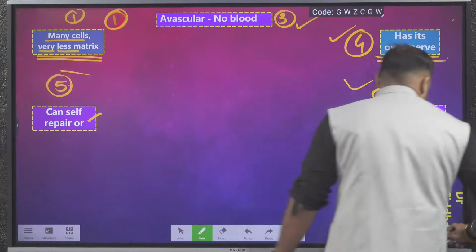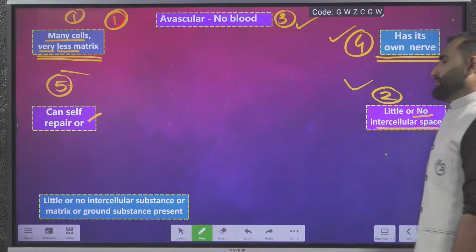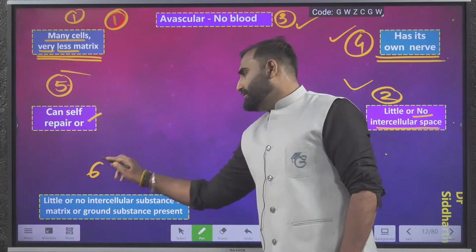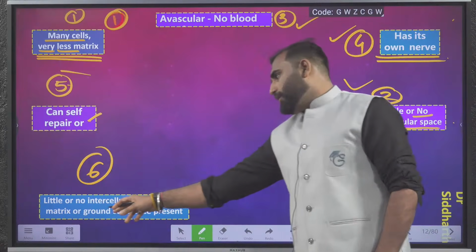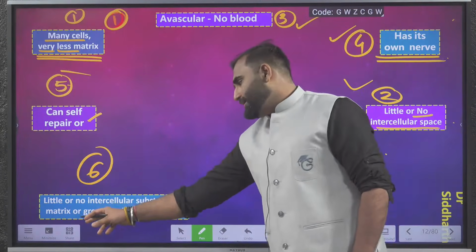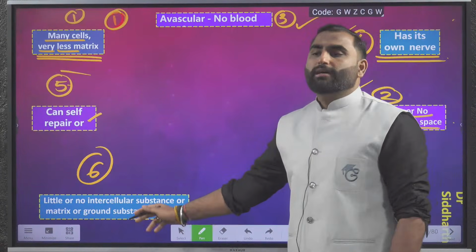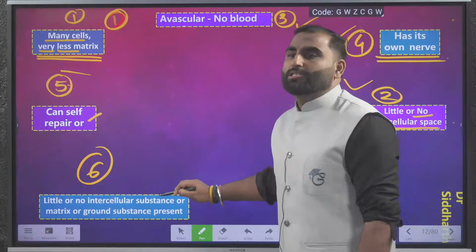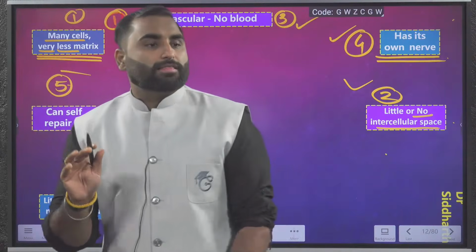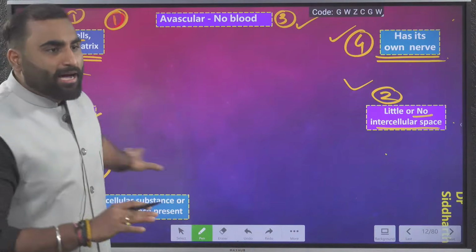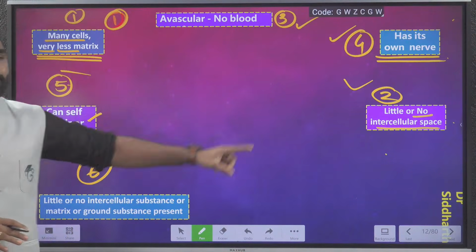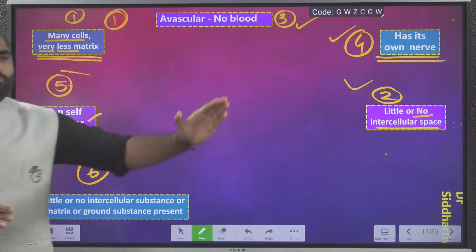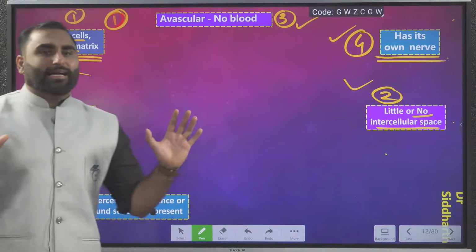Moving ahead. Next point. Come on. What is the next point? Already we discussed this point. The sixth point we already discussed. Little or no intercellular substance or matrix or ground substance is present. See, intercellular substance can also be called matrix, or ground substance. Are we clear with this, guys? Already this point is covered, my dear friends. See, point number 2 and point number 6 are connected.